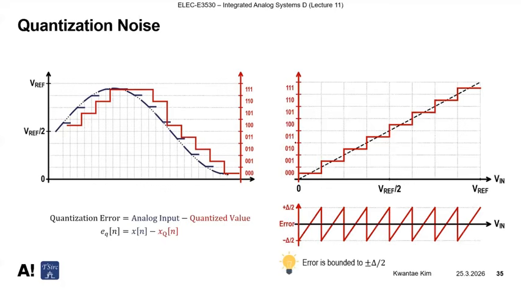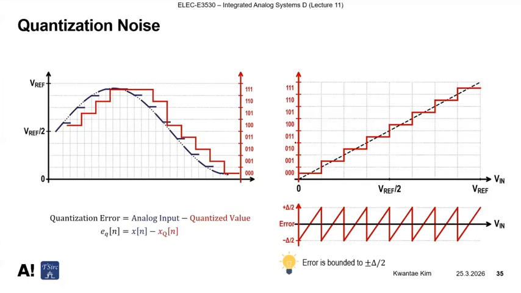Then the question is how much error it is. So the quantization error we can define as an analog input. So this is a true analog. And if we subtract the quantized value, which is less accurate, then you get the error. So you can take the difference between analog and quantized, let's say digital value.